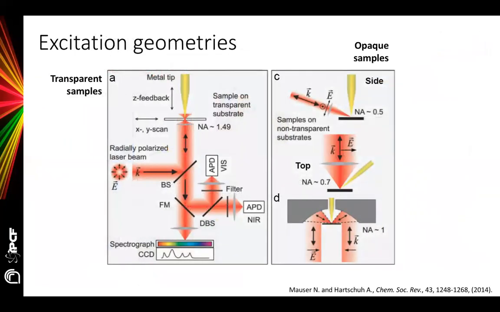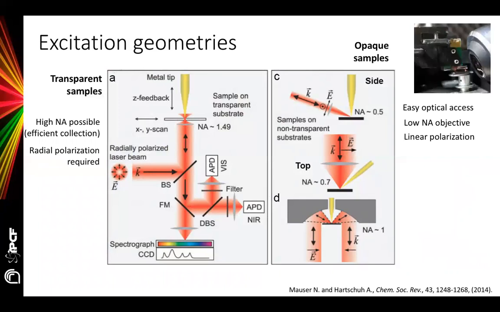Here are summarized all the possible excitation geometries for TERS, separated for transparent samples and non-transparent samples. For transparent samples, we can use on-axis excitation with a radially polarized beam. With this configuration, we can benefit from high numerical aperture objectives, and so we can have an efficient signal collection.